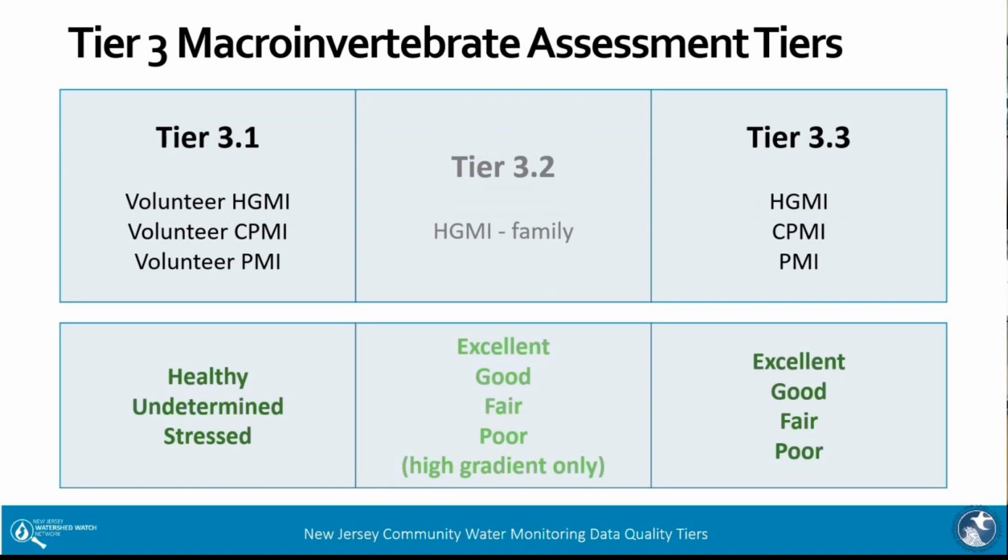So when we collect the macroinvertebrates, we use what's called an index. So we input those numbers that we came up with after we look at the macroinvertebrates. It's called the volunteer index. And we will get three choices. We'll get either showing that the stream has a healthy biological community, undetermined, so that's in between, we can't quite decide whether it's good or bad, or stressed. And with the other two tiers, there are 4 levels: excellent, good, fair, and poor.